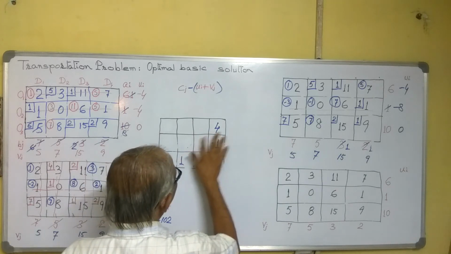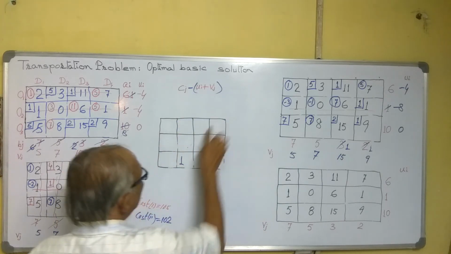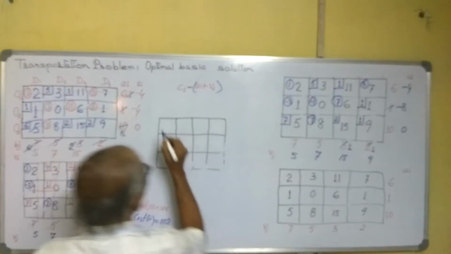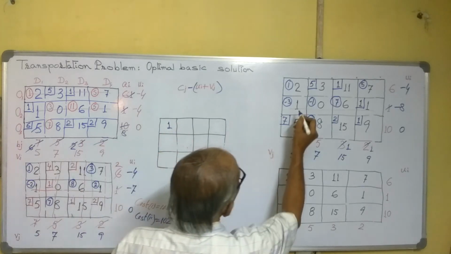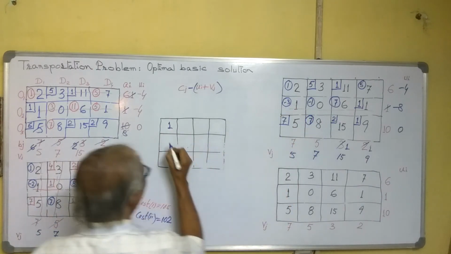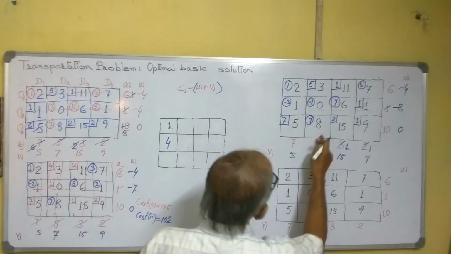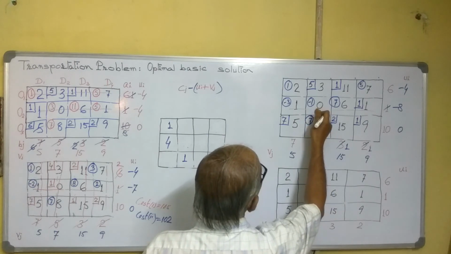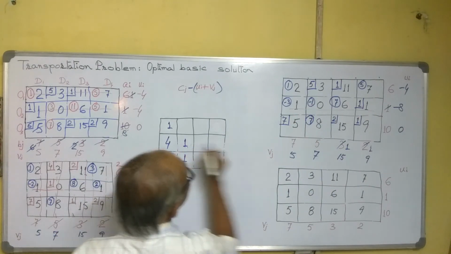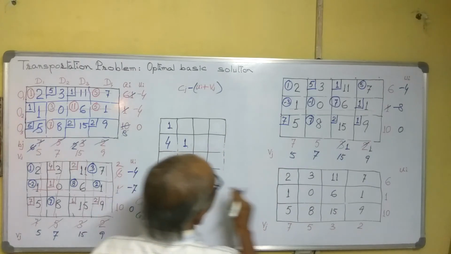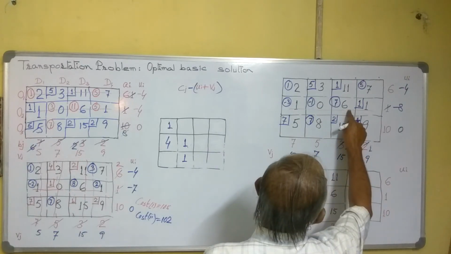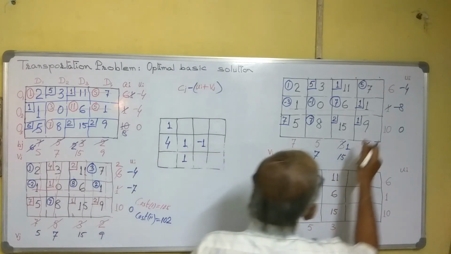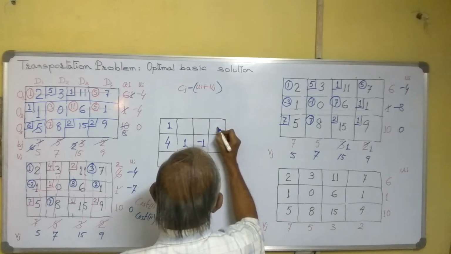Now we have to find Cj minus (ui plus vj) for all unallotted cells. 2 minus 1, it is 1. 1 minus minus 3, so it is 4. This is 8 minus 7, this is 1. 0 minus minus 1, so it is 1. 3 minus 5, no, it is not required. For this one, 6 minus 7, this is minus 1. Here it is 7 minus 5, it is 2.